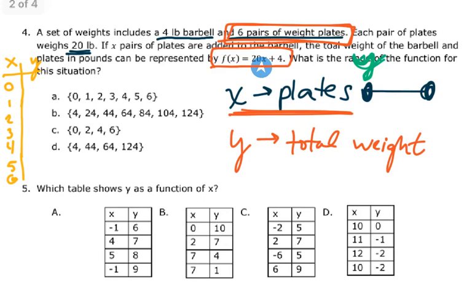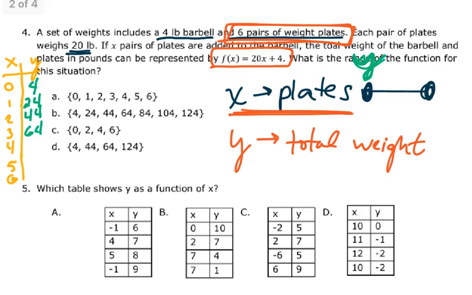20 times 0 is 0. 0 plus 4 is 4. 20 times 1 is 20, plus 4 is 24. 20 times 2 is 40, plus 4 is 44. 3 times 20 is 60, plus 4 is 64. So soon you're going to start seeing all of my answers.